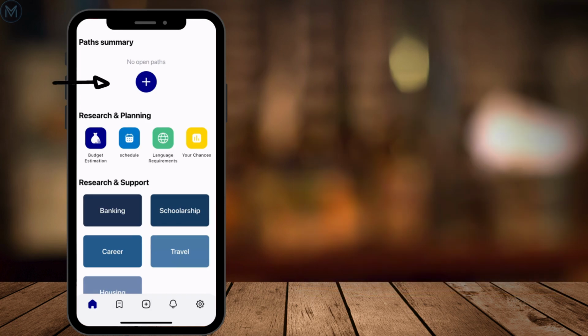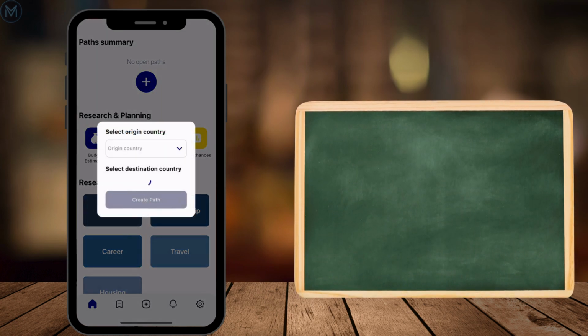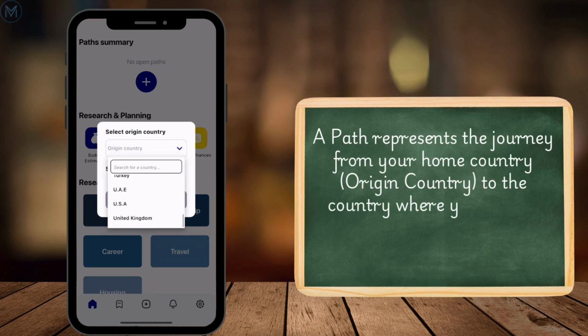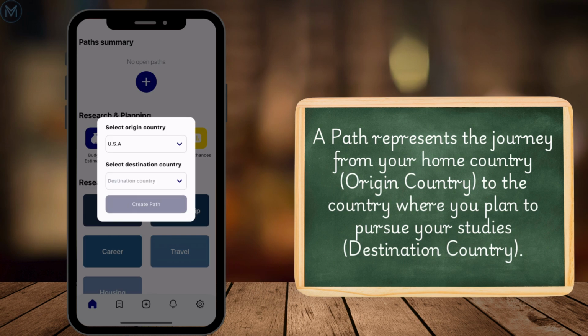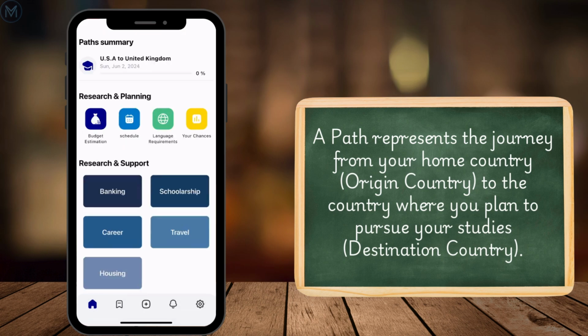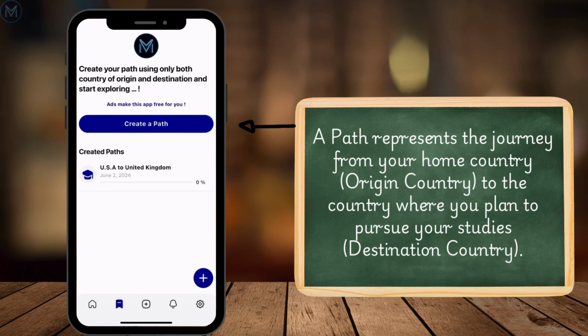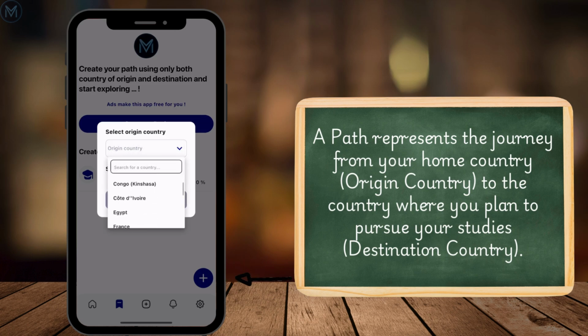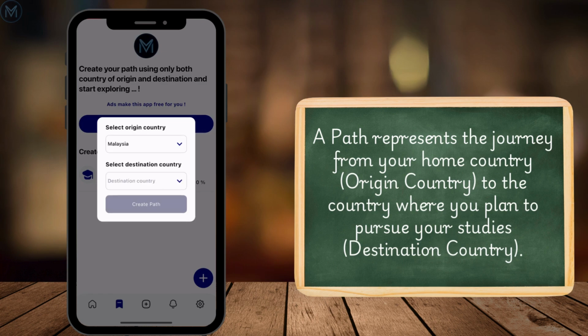To access this feature, simply tap on the plus button. From here, you can select your origin country and destination country. Then, click on Create Path. Another way to do it is to go the second screen, and you can either click on the Create Path button over here, or you can click on the plus button down here. Then you simply select the origin country and destination country.